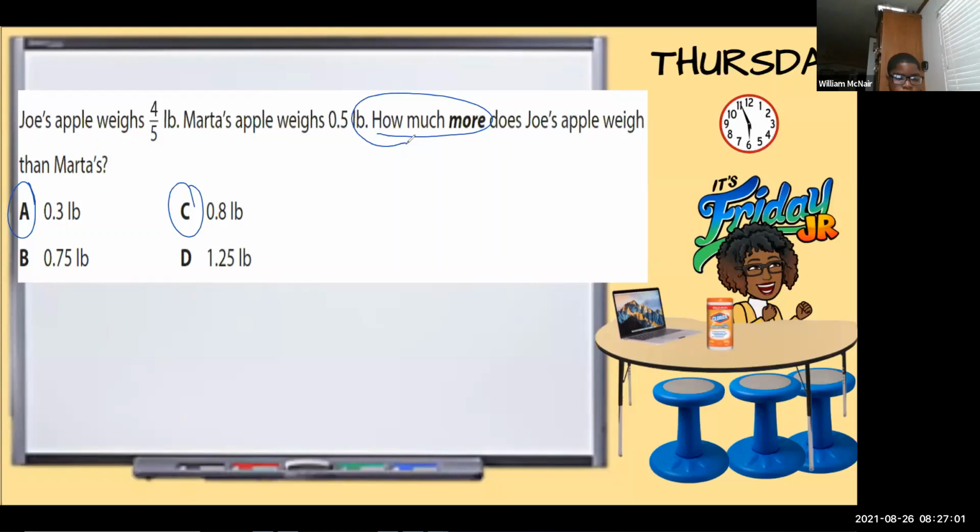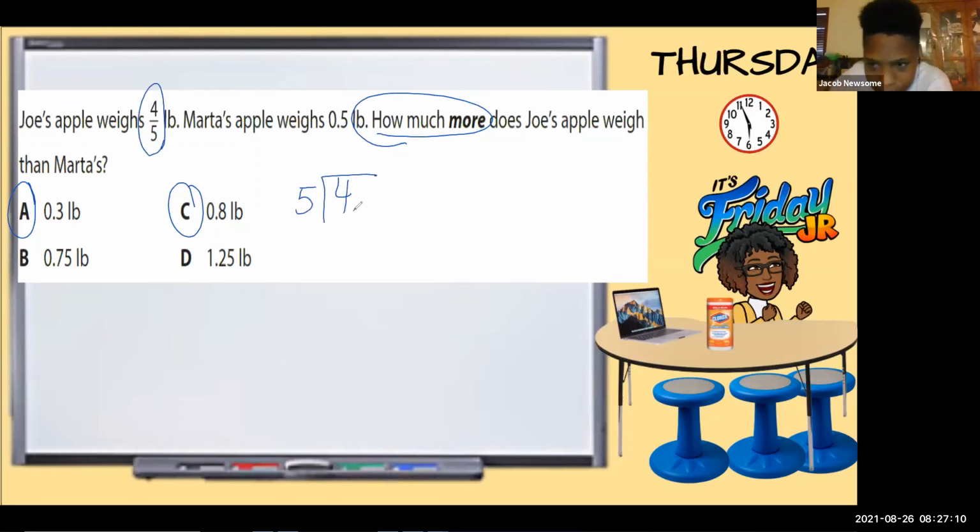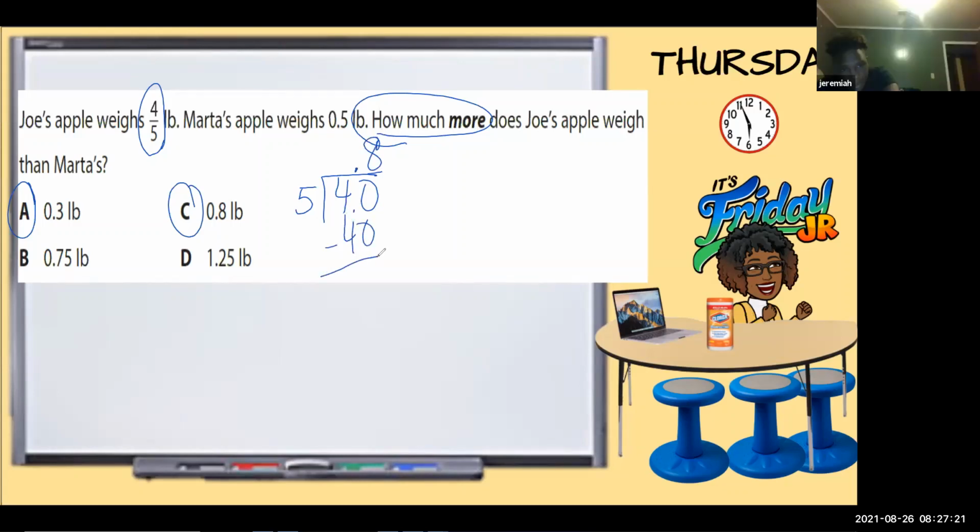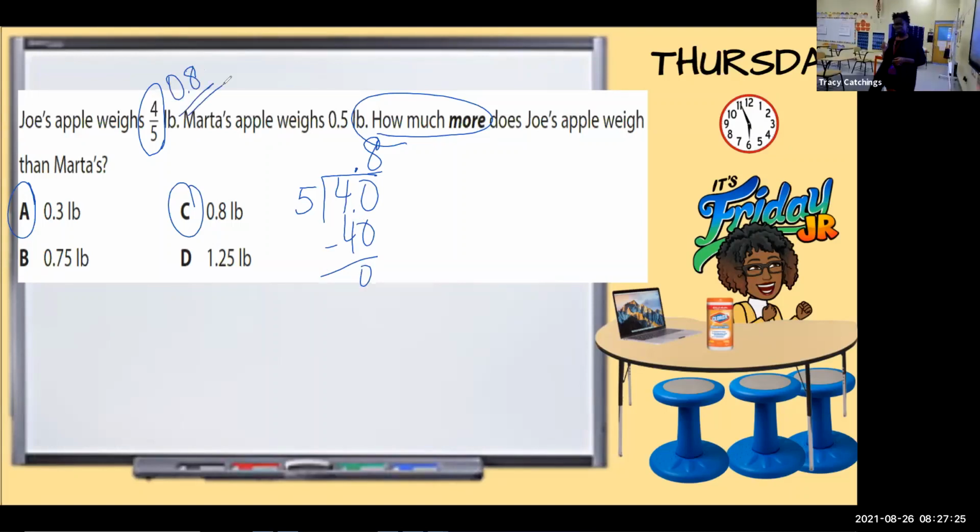All right, come on. So I divided 4 by 5. With 4 divided by 5. All right, they got you to what? 40. Because 8 times 5 equals 40. So we just figured out that it's 0.8.